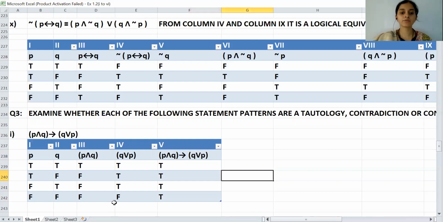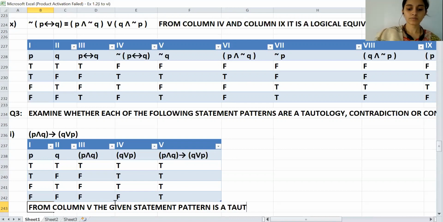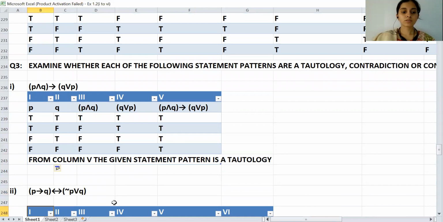So what do we say from column 5? What can we write over here? Or you can just put it in the end. From column 5, the given statement is a tautology. Okay, are we clear about this? The given statement is a tautology.